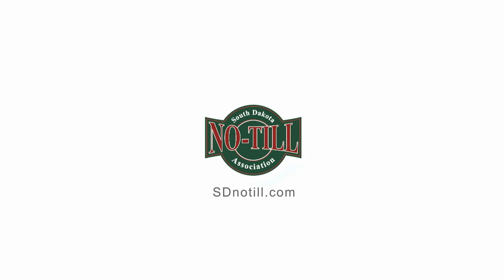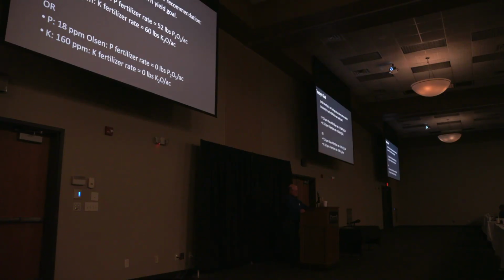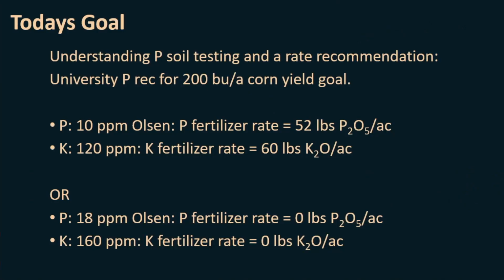He's got a couple examples for 200 bushel corn. He's got phosphorus at 10 parts per million Olsen and K at 120. You can see the recommendations there at 52 pounds of P and 60 pounds of K. Or he's got 18 parts per million Olsen and 160 parts per million K, and you can see the recommendation there is 0. So that transition from a recommendation to no recommendation is, in essence, my challenge for you all today.